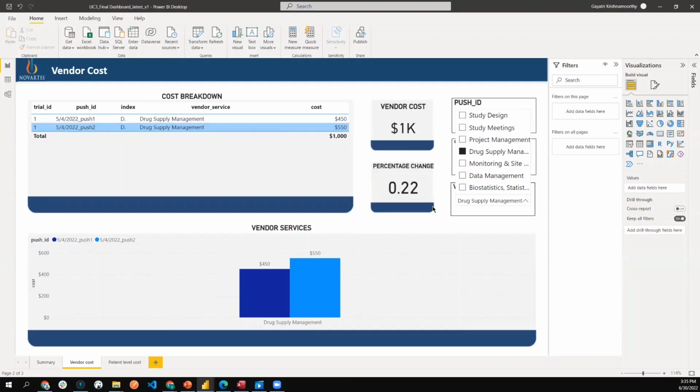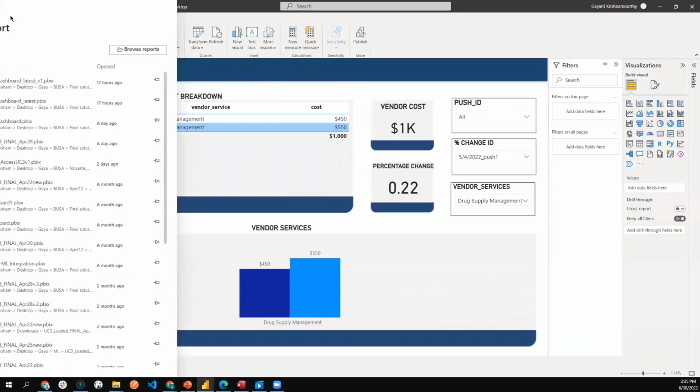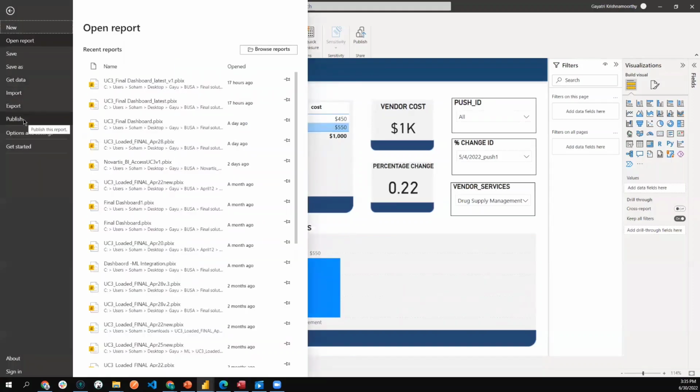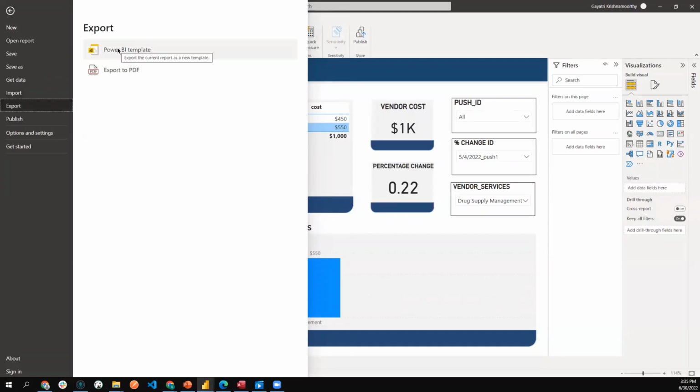In this way, the managers are able to look at various parameters and decide which vendor to opt for to conduct the trial. Further, they can share the report with the team by either publishing it in their workspace or exporting the report in the form of Power BI template or a PDF.